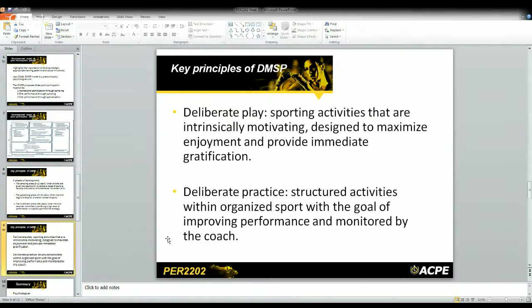Keep with lots of deliberate play, which is what we have with junior kids these days. It's not about getting 6-year-olds to practice correct technique. It's about 6-year-olds playing and just mucking around. And through that, they develop the skill and the joy and the passion for it. Then they bring in deliberate practice, structured activities within the sport with a goal of improving performance and looking for those athletes with the natural ability or the capacity to move up into high levels of development.